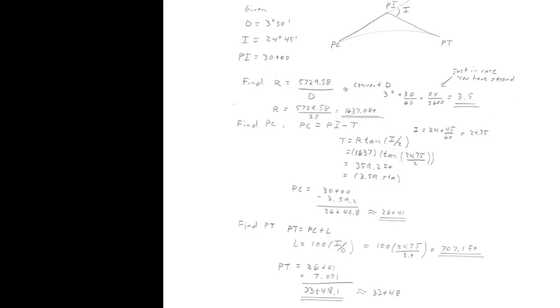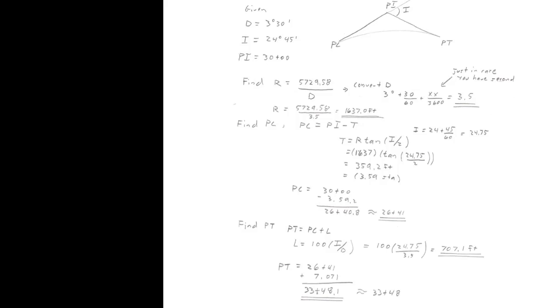Find the PC, beginning of the curve, equals your PI minus your T. T is always R tan I over 2, which is equal to 3.59 stations. I would encourage you to use stations over feet. PC equals 30 plus 0, 0 minus 3.592, which equals 26 plus 41 stations. Find PT. PT equals PC plus L. L equals 100 I over D, which equals 707.1 feet. PT equals 26 plus 41 plus 7.07, which equals 33.48 feet.